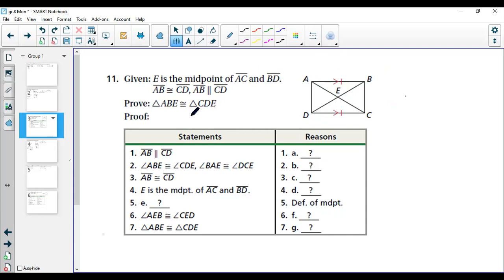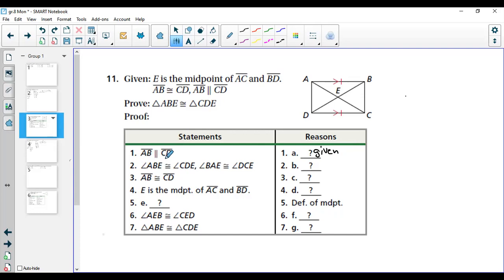In this table, they just asked you to fill it in, which means you just need to look at it and identify it. That's all. So AB is parallel to CD. Now read the question carefully. That's already given in the question. So we write as given.